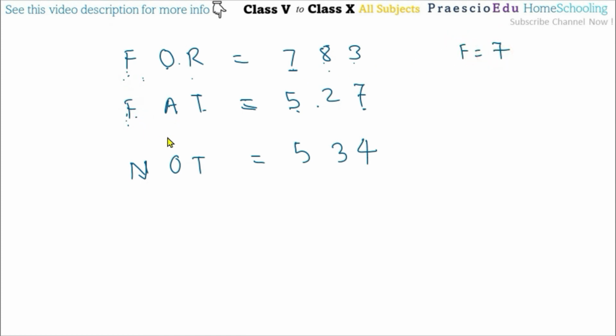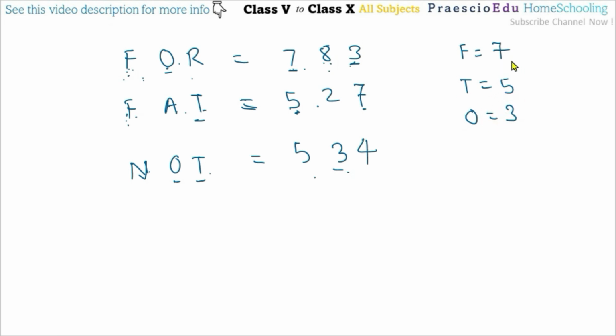Then like this one, here T and here T, which is common in between this number and this number, and the common is 5, so T is 5. T is equal to 5. Like this one, now this and this, so FOR and NOT. Here the O is common, and if we compare this number and this number, the common is 3. So O is equal to 3.